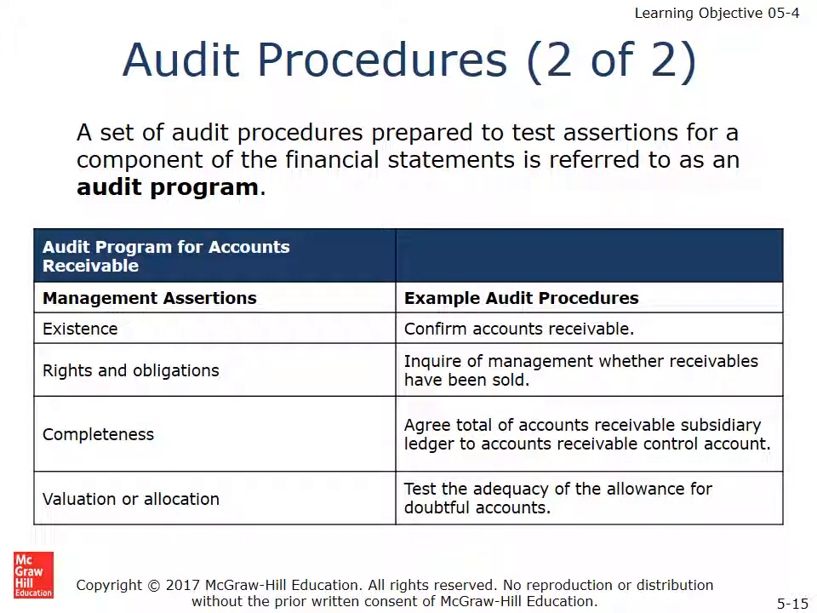So for instance, an audit program for accounts receivable, we looked at this a few minutes ago, but what would it do? Well, management assertions about accounts receivable is that it exists. So we'll want to confirm that it does. It has the rights and obligations. We want to check to see, have they sold anything? It's complete, so we agreed the subsidiary ledger to the accounts receivable control account, and it's valued or allocated correctly. So maybe we test the adequacy of the allowance for doubtful accounts. These kinds of audit procedures will provide us the audit evidence we need about accounts receivable.